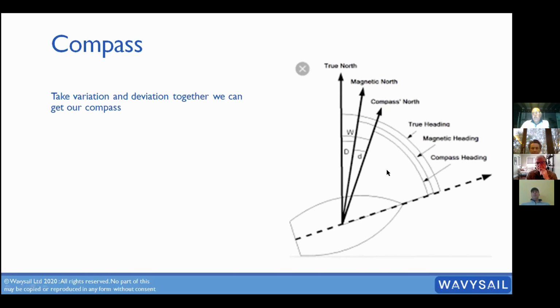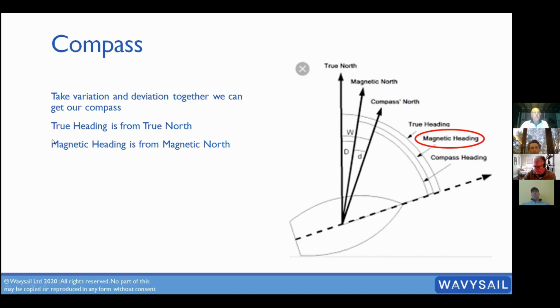Your compass heading includes both. Your magnetic heading only includes variation, and your true is obviously true. So we've actually got 3 different headings. Okay? Compass, magnetic, and true. True is the one on the chart.